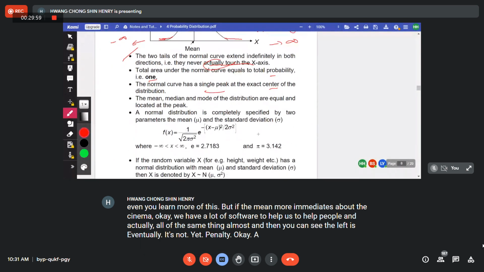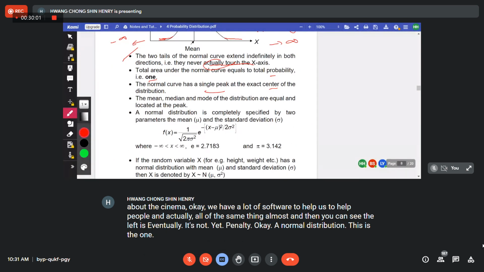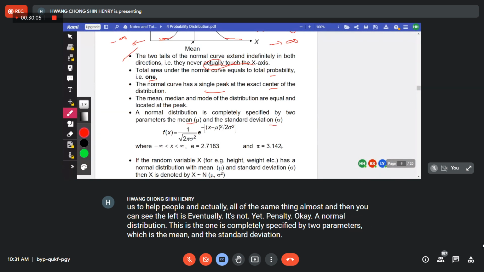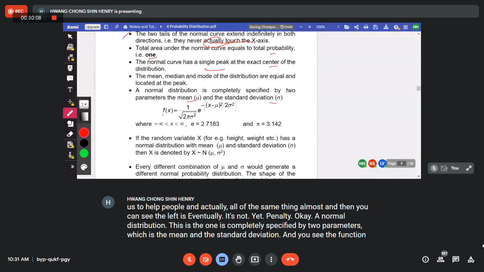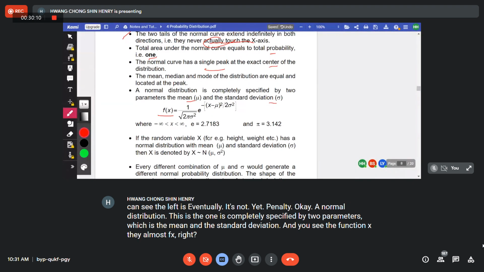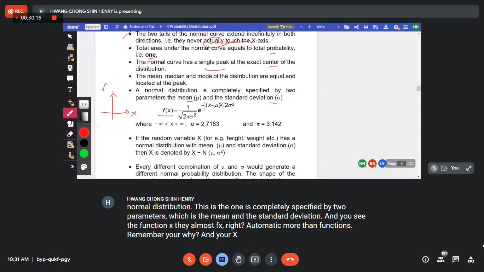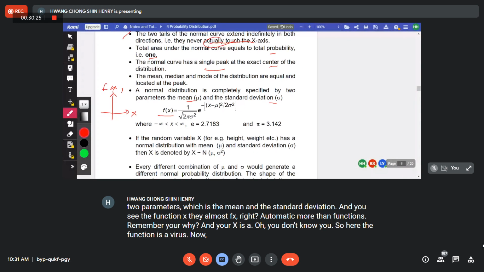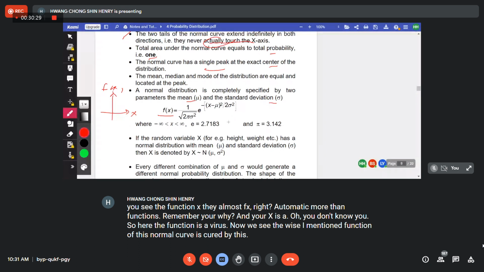The normal distribution is completely specified by two parameters, which are the mean and the standard deviation. And you see the function f(x). You all know what f(x) is, right? It's a mathematical function. Remember your y and your x. This is the f(x), right? How many of you don't know? So you see that the function is your y. Now the function of this normal curve is given by this. Very scary, right?